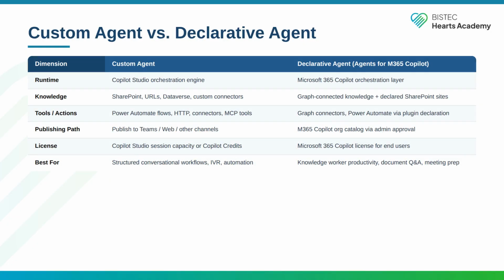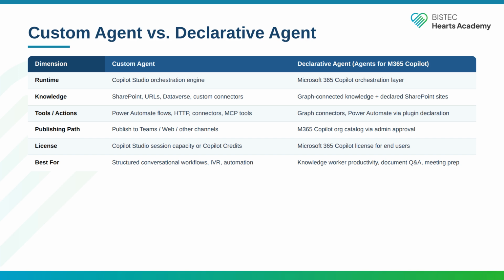Understanding the difference between custom agents and declarative agents is one of the most frequently tested concepts on the AB-100 exam. The two agent types are not interchangeable. They serve different use cases, run on different orchestration layers, and are licensed differently.